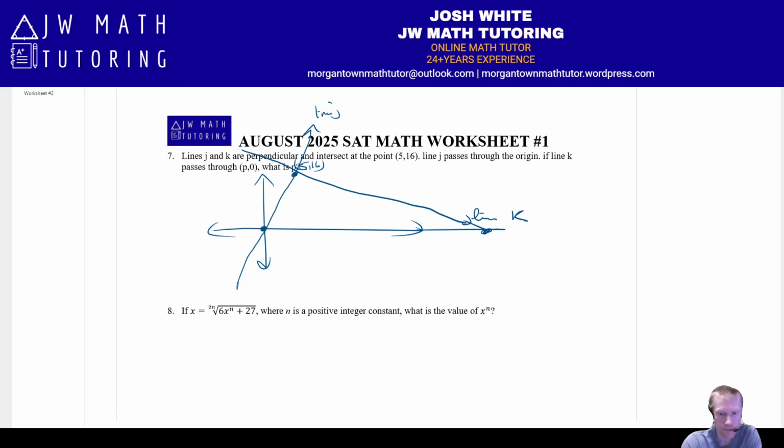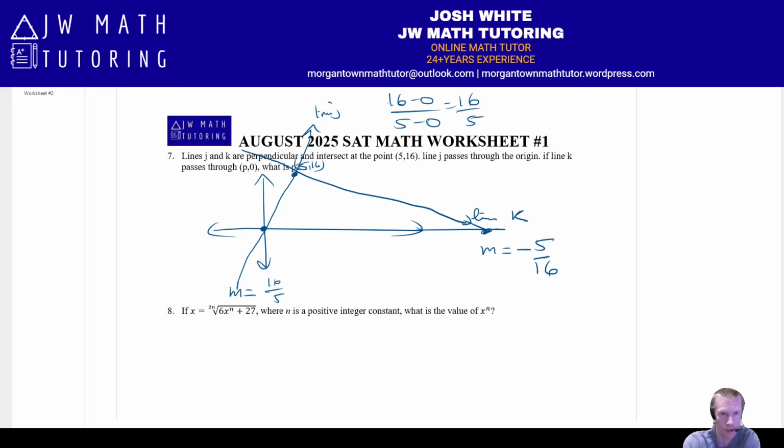Okay, so a couple things. The slope of line J is going to be 16 over 5. And I can just tell that because it's 16 minus 0 over 5 minus 0. You know, it's 2 points, y2 minus y1. So its slope is 16 over 5. Now, that means the slope of line K, since it's perpendicular, is going to be negative 5 over 16.